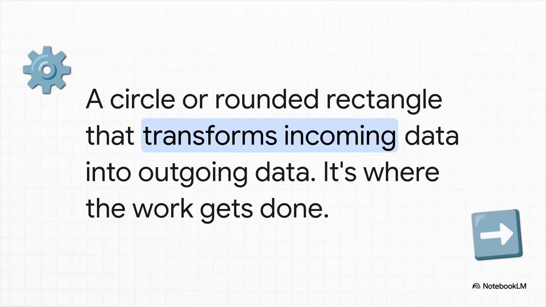Okay, first up, we have the process. This is kind of the action hero of the diagram. It takes data in, it does something to it, and then it sends it back out, changed. You can think of a process as a verb, like calculate total, register student, or for a pizza shop, take customer order. It's where the real work happens.